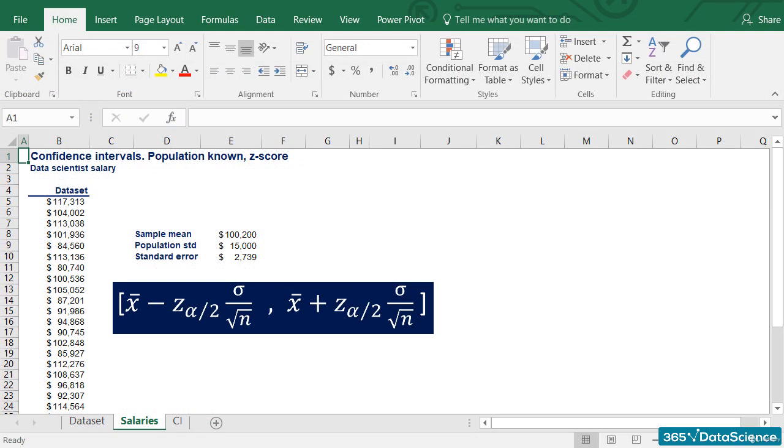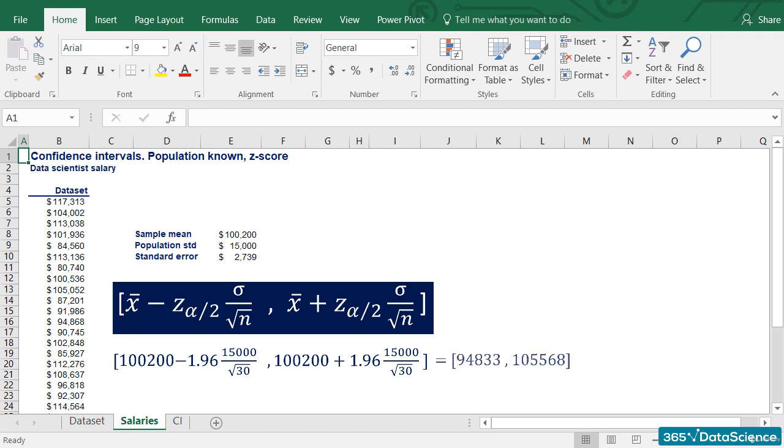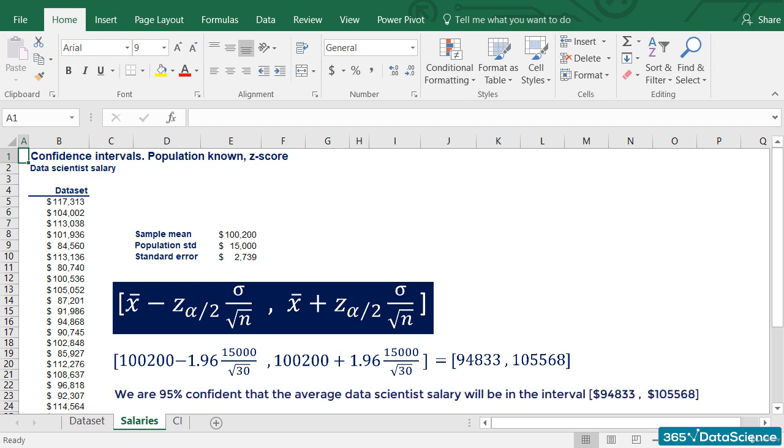Now we can easily substitute in the formula. The final confidence interval becomes 94,833 to 105,568. The interpretation is the following. We are 95% confident that the average data scientist's salary will be in the interval 94,833 and $105,568.